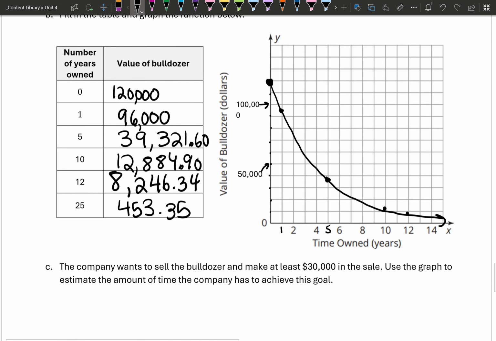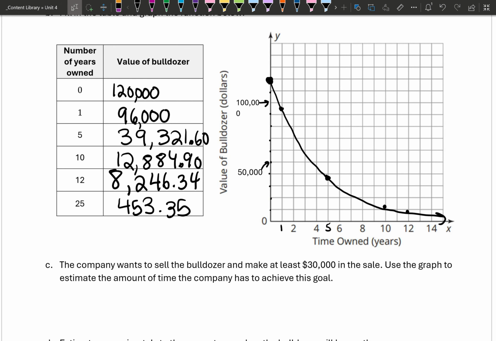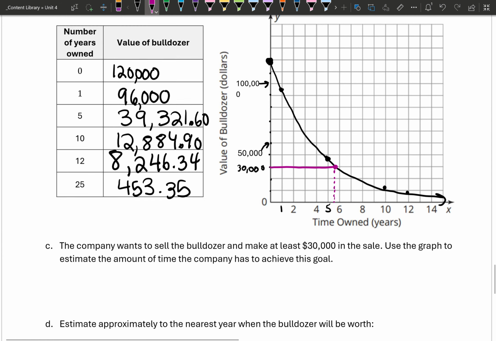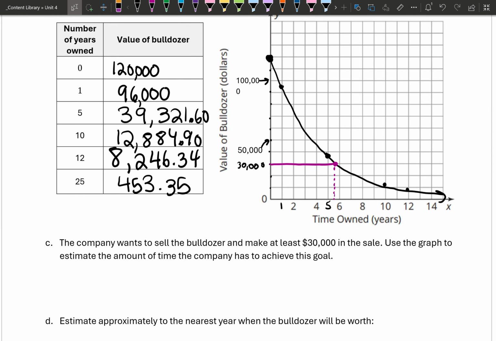Okay. The company wants to sell the bulldozer and make at least 30,000 in the sale. Use the graph to estimate when that should happen. All right. So this says 30,000 right here. So let's see where that hits the graph. Oh, right here. So I would sell it after 5 years. Or at 5 years-ish.